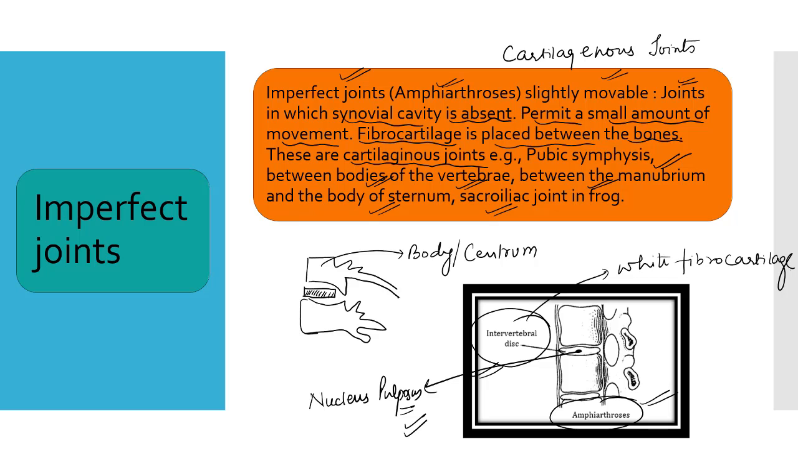Now coming to imperfect joints or amphiarthrosis. They are slightly movable joints, and they are known as what? Cartilaginous joints. The synovial cavity is absent in these joints. It permits a small amount of movement. The fibrocartilage is placed between the bones, instead of dense connective tissue as in immovable joints. So these are partially or slightly movable joints.